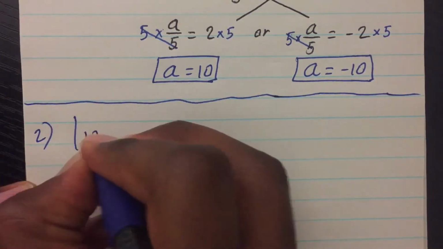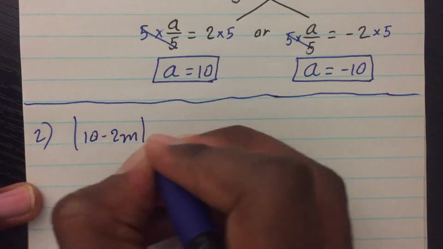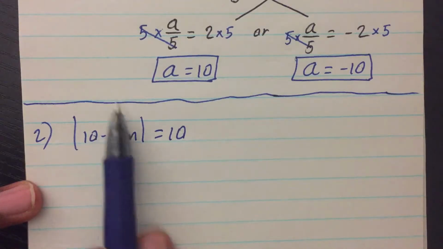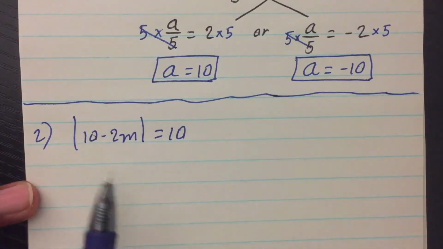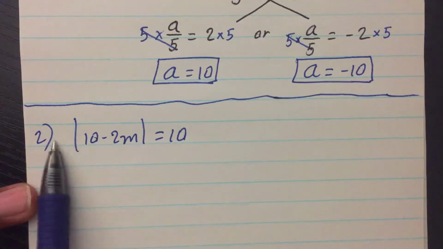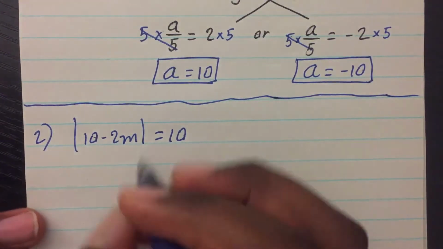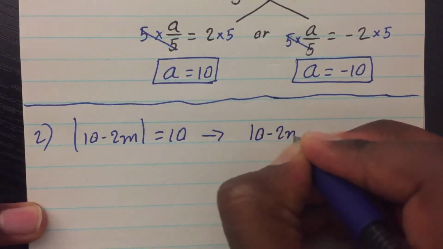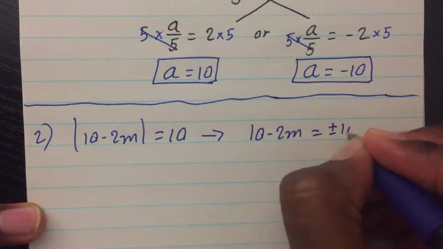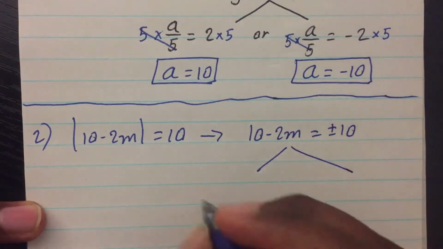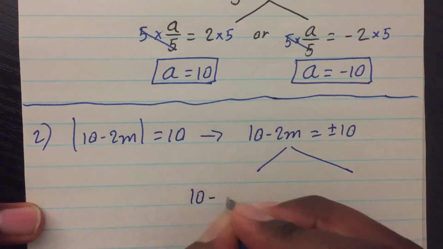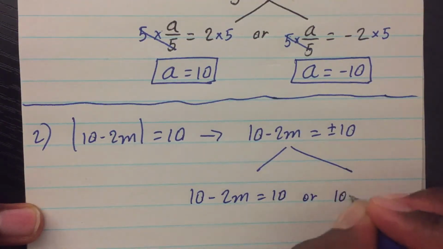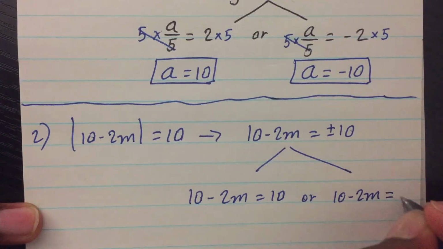The absolute value of 10 minus 2m is equal to 10. Well, my k value is positive, and the absolute value is isolated on one side. There is no addition or subtraction, or any other number than 1 here. So that means this is equivalent to the form 10 minus 2m equals plus or minus 10. So we have two equations, with one being 10 minus 2m equals the positive 10, or 10 minus 2m equals the negative 10.